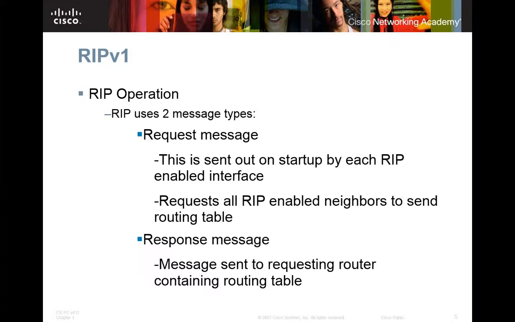RIP operation has two different types of messages: a request and a response. Anytime you talk to someone, you're having a request and response. A request message is sent out on startup by RIP on that particular interface that it's enabled on. It requests information from all the routers in the class.